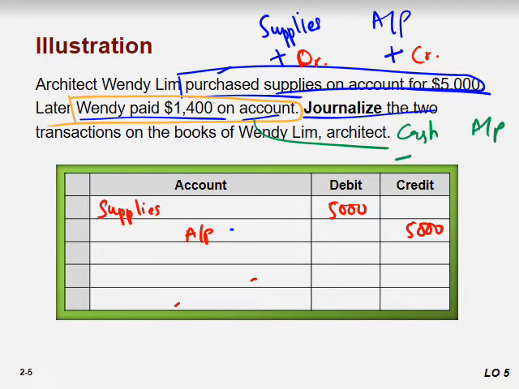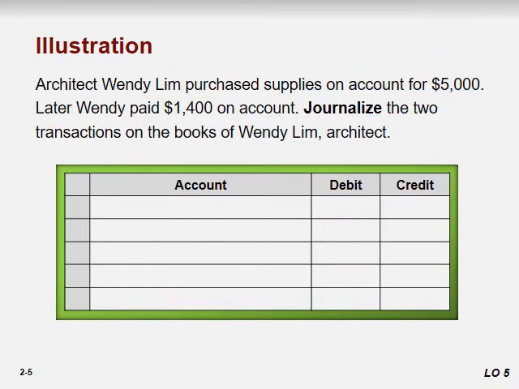So when you pay, cash is decreased, and when you pay the accounts payable, the previous balance decreases, which means it's also decreased. So cash decrease means credit, and accounts payable decrease means debit. So how do we write down our entry? Debit to credit means accounts payable to cash, 1,400, right?